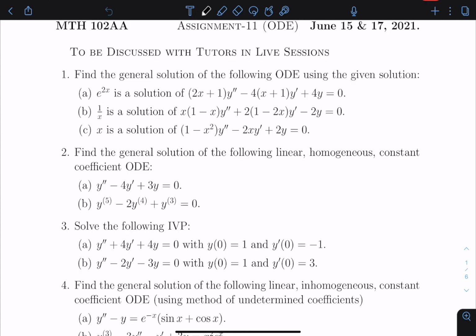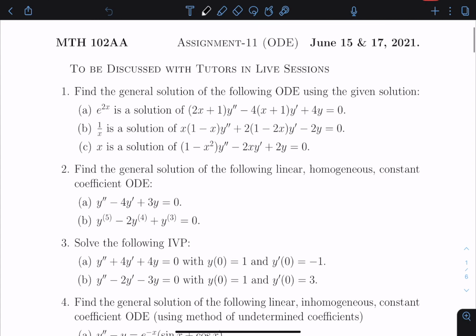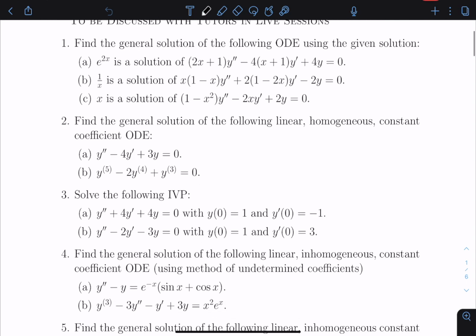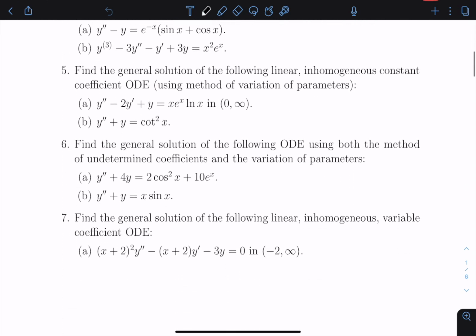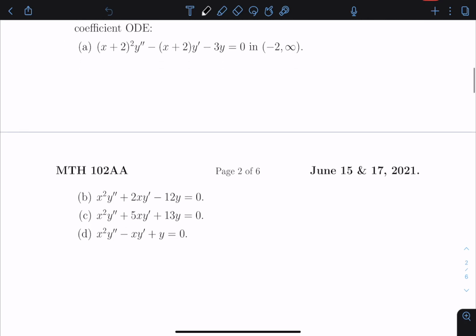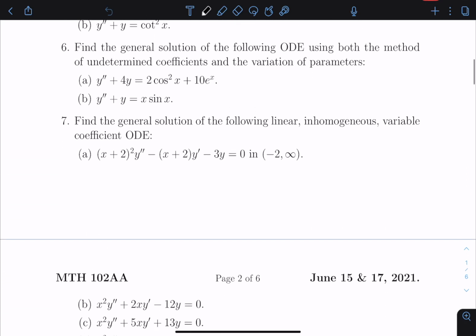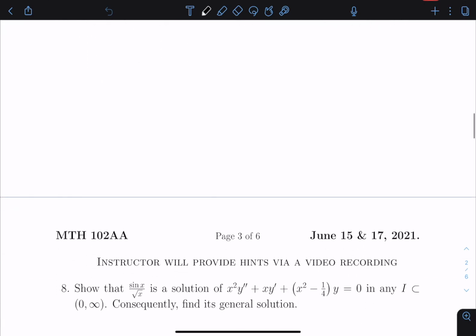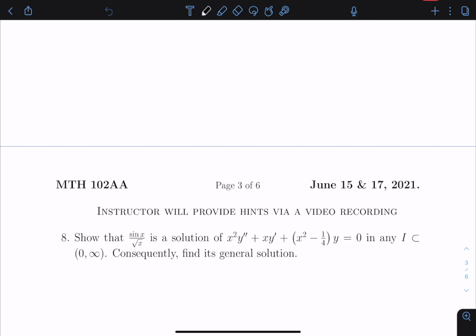Now in this session we are going to do assignment number 11. As usual, the first few assignments, which is in this case up to number 7, will be done in your tutorial sessions. We will start doing the problems from number 8.